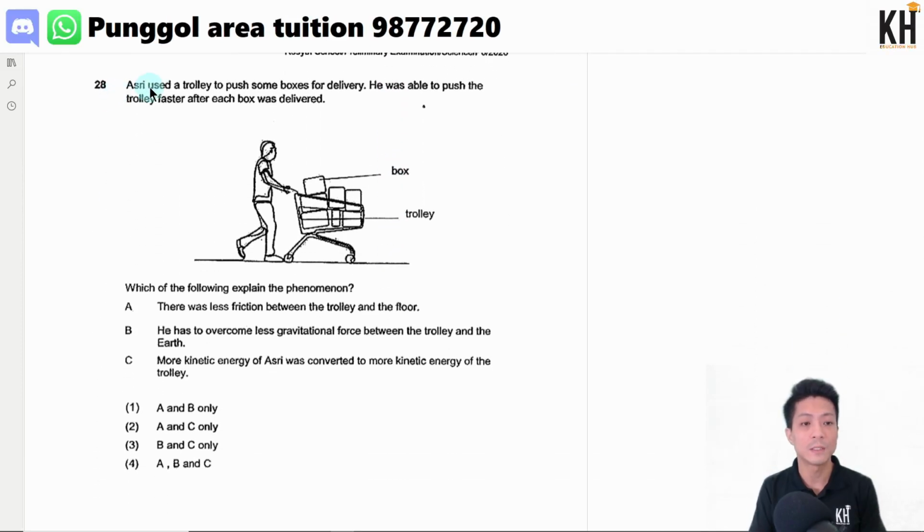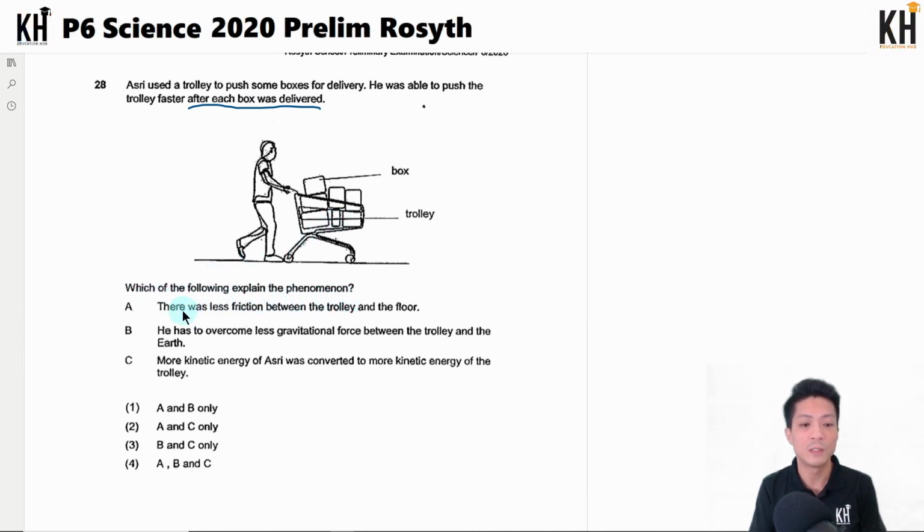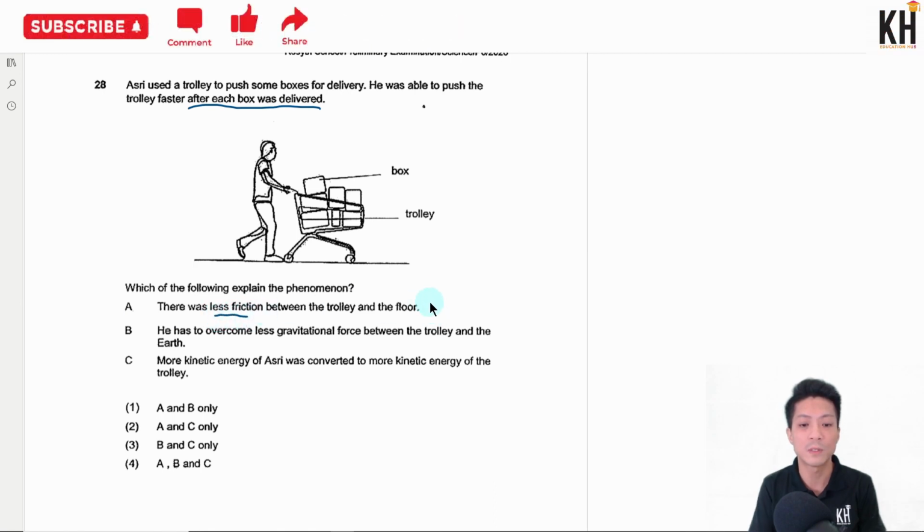Question 28. Asri used the trolley to push some boxes for delivery. He was able to push the trolley faster after each box was delivered. So that means the boxes will be getting lesser and lesser. Which of the following explain the phenomenon? Option A, there was less friction between trolley and the floor. Probably because as the boxes become lesser and lesser, the trolley will also become lighter and lighter.